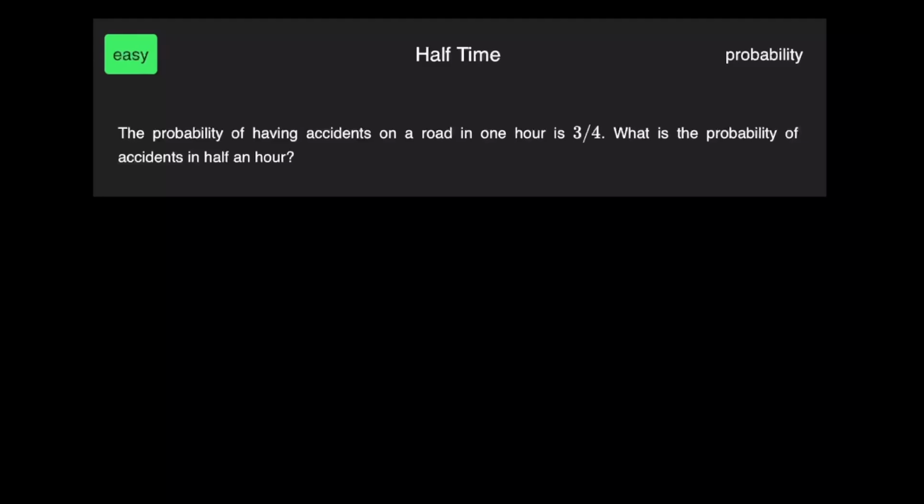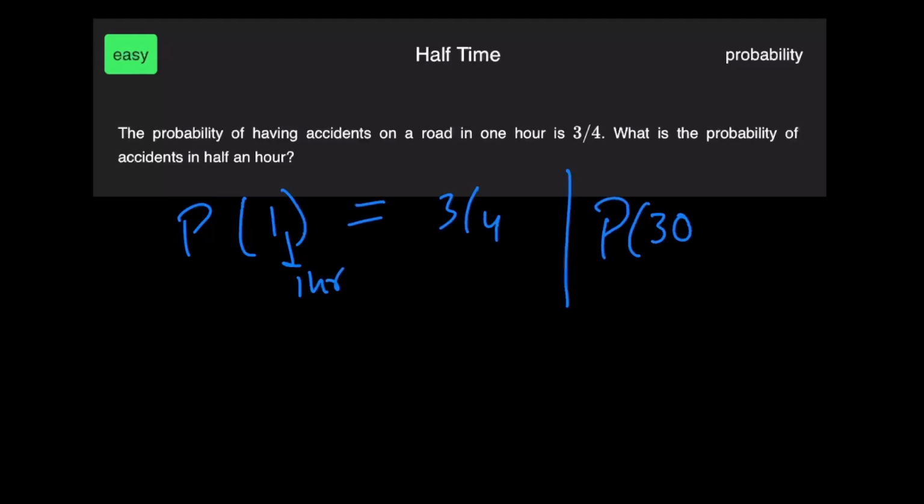So just to give you guys a bit of background about the problem, we've been given two values. The probability of one hour is 3 by 4. And we've been asked the probability of having an accident in 30 minutes, right?